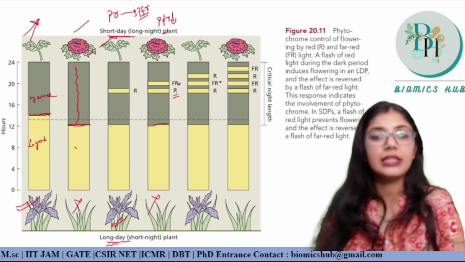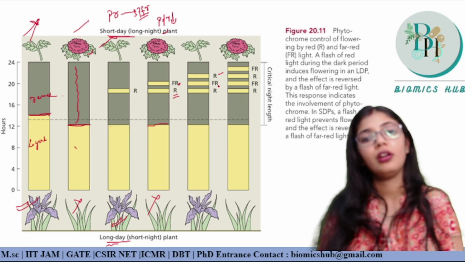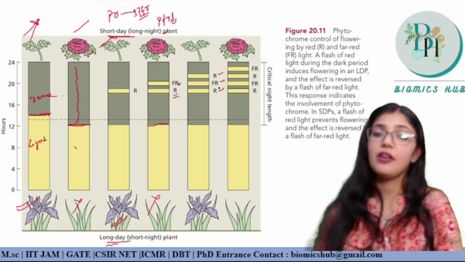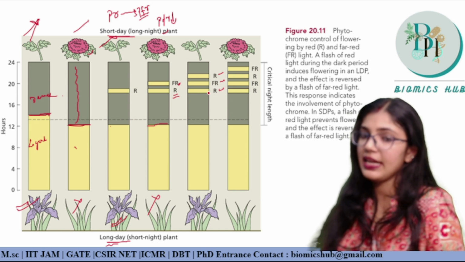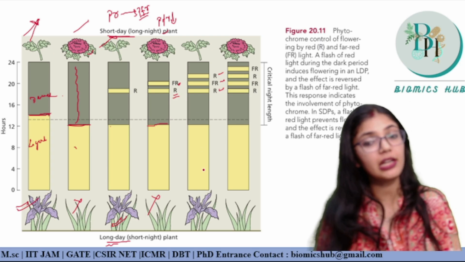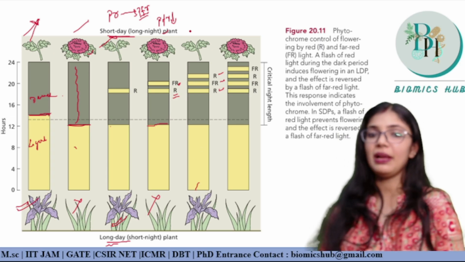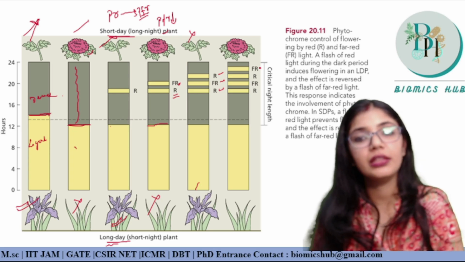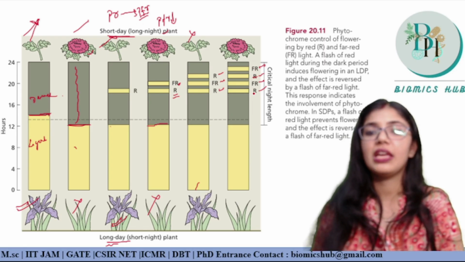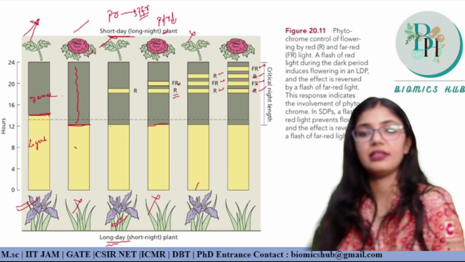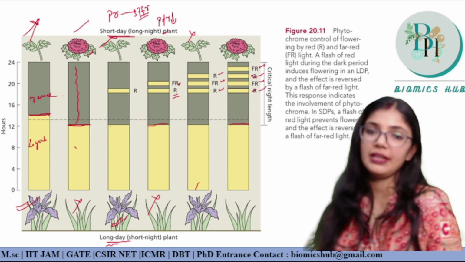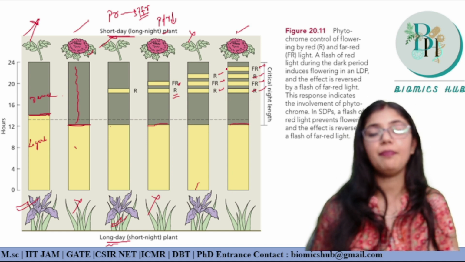Here again you can see that first red light is given, then far red light, then again red light. If they provide red light again, it converts back into PFR form. If there is a high amount of PFR, flowering will take place in the long day plant. In the short day plant there will be no flowering. Here again you can see far red light, far red light, red light. So two times they have given red light and two times far red light, which means they cancel out. The dark condition is more, so flowering will take place in the short day plant.